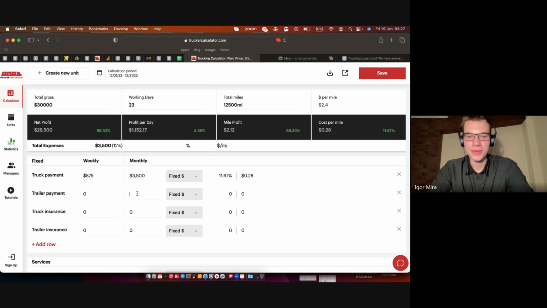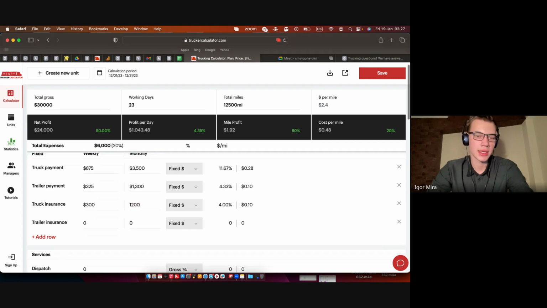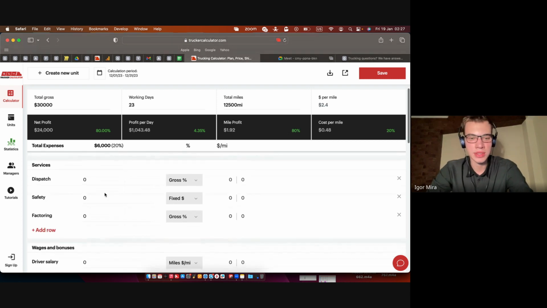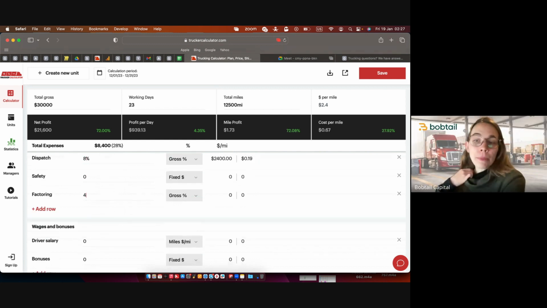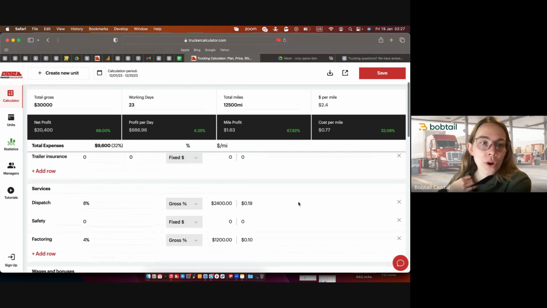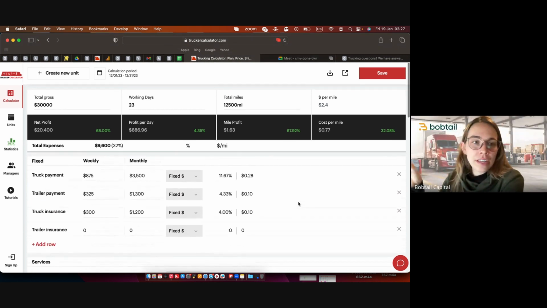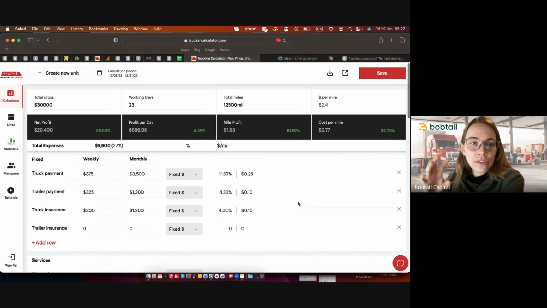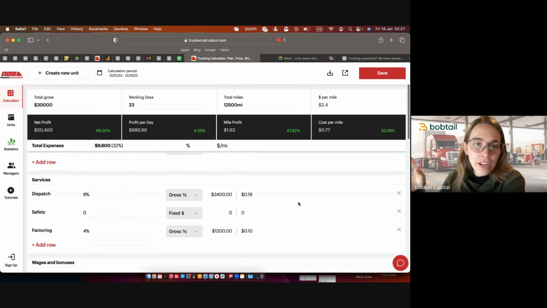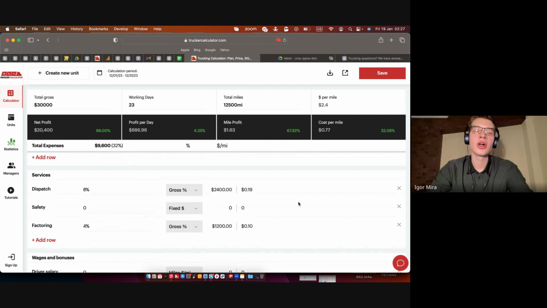I've never seen somebody with such expenses, so no worries. I will just enter some basic amounts for the example, like $3,500, $1,300 for insurance, $1,200 for dispatch service, 8% for factoring. And we can see all the numbers changing up top, right? So we already put 30,000 as the total gross, and so you can see what the profit is, the profit per day, the mile profit, and the cost per mile there, and you can see that cost increasing.